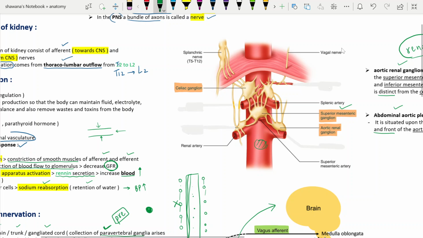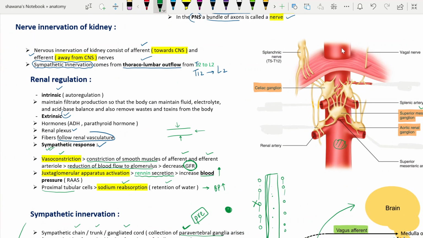Just remember three main functions: vasoconstriction, and it reduces the GFR, glomerular filtration rate, and it decreases the urine output, of course. Okay, less urine will be produced throughout the day if there is a sympathetic response. The renin production increases the BP, and sodium reabsorption, retention of water, and automatically hypertension.